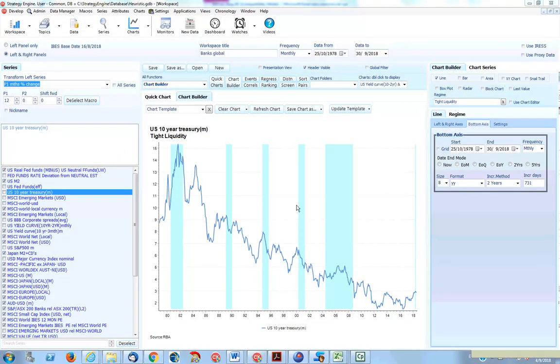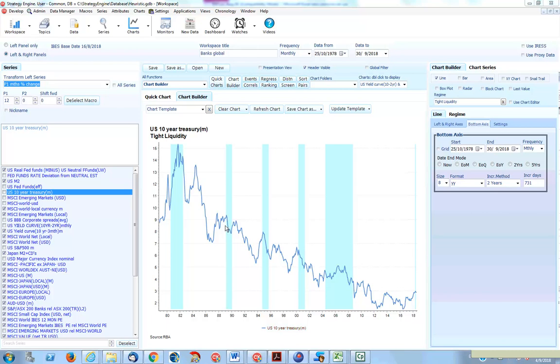So what has happened to some of the key market indicators and assets around these periods where excess liquidity is beginning to tighten up? On this chart, we're looking at the US 10-year bond yield, and the shaded periods are periods of tight liquidity as we defined earlier on.